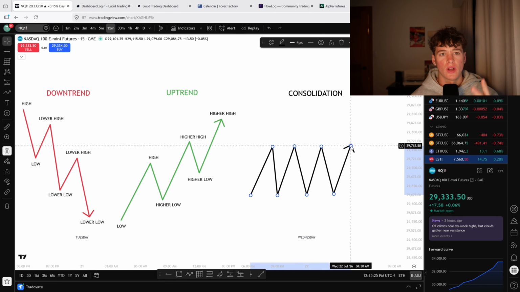And the third one is what we call consolidation. This is when we don't have either an uptrend or a downtrend.